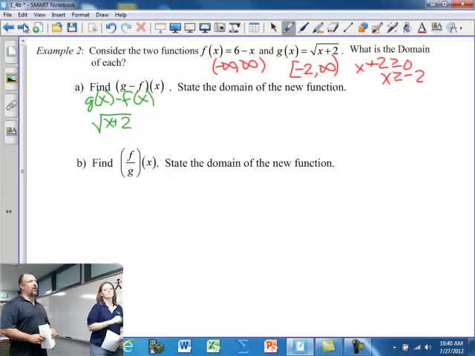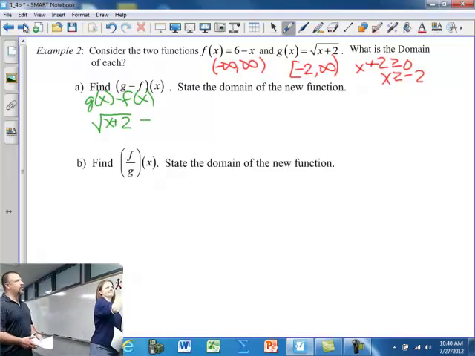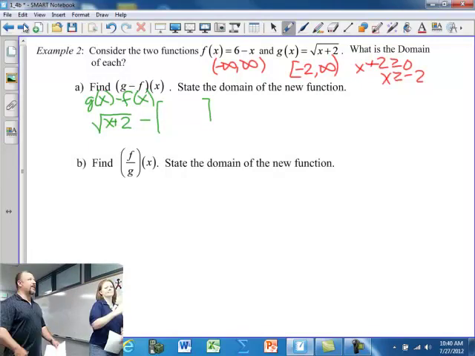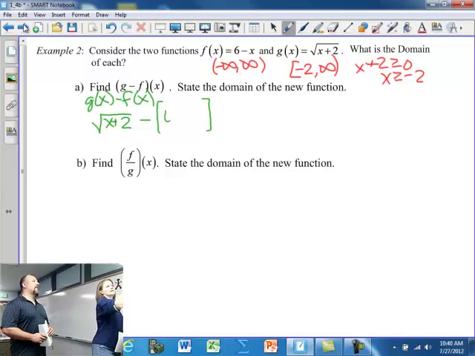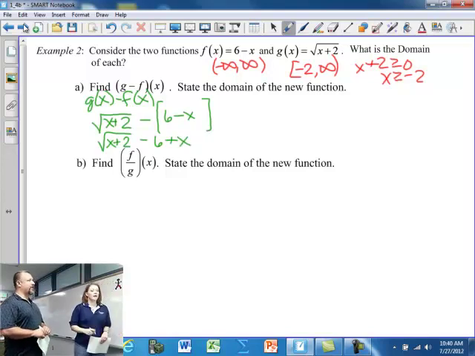Now I have to be careful that I subtract all of f of x. So let's put parentheses around the entire function, 6 minus x. What else can we do to that? We could distribute that negative sign now, which is why we put the parentheses around it. And there's our function.